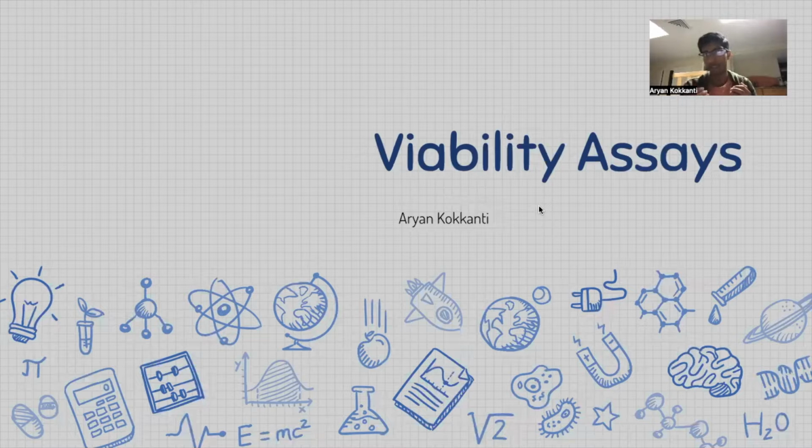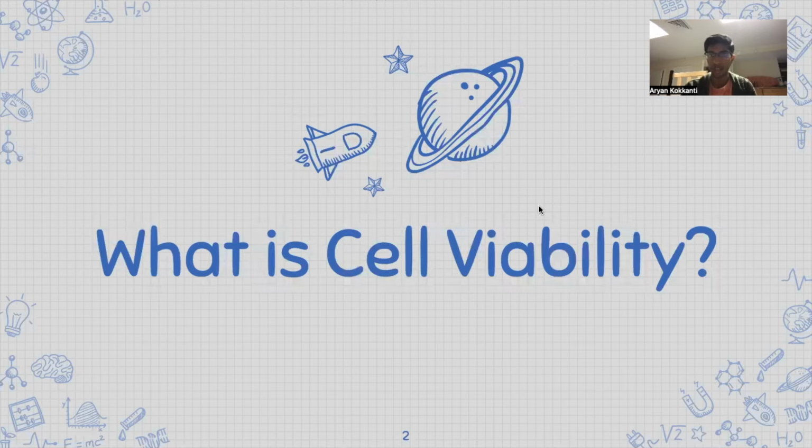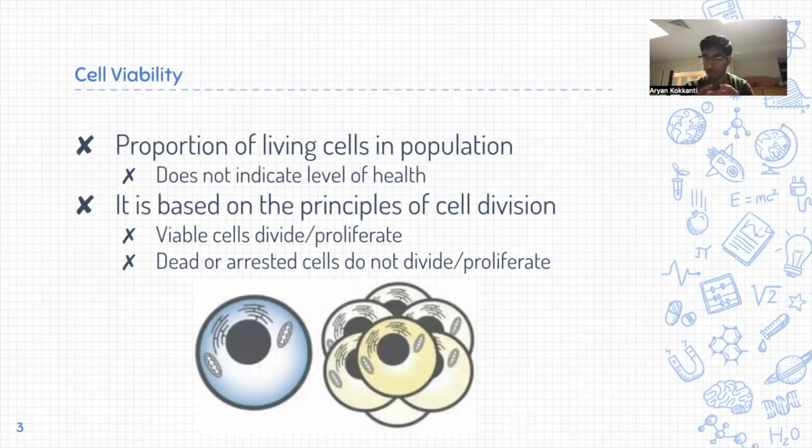So, first, we've got to define what cell viability is. In its most basic definition, it's the proportion of living cells in a population. This doesn't necessarily indicate the level of health. Since it's based off the principles of cell division, viable cells are considered those that can divide and proliferate, and dead or arrested cells, which are considered unviable, are the ones that do not divide or proliferate.